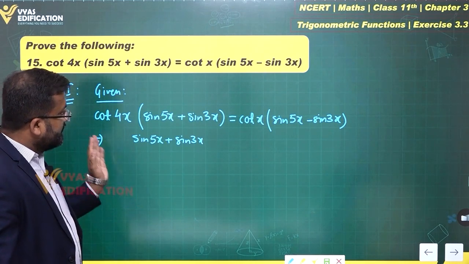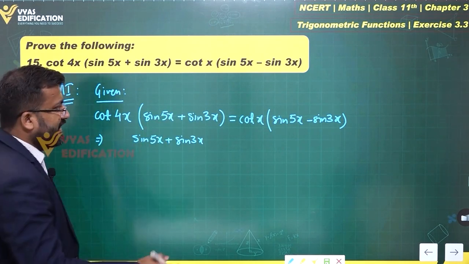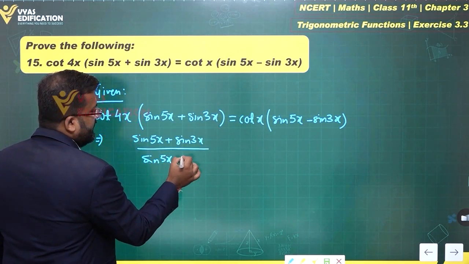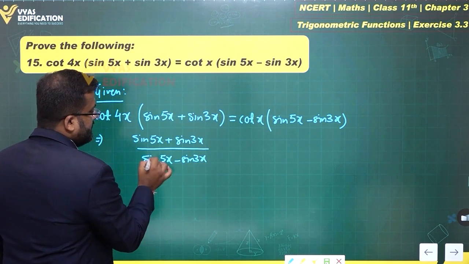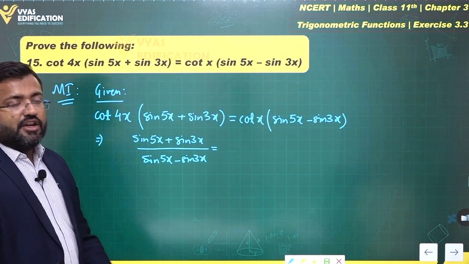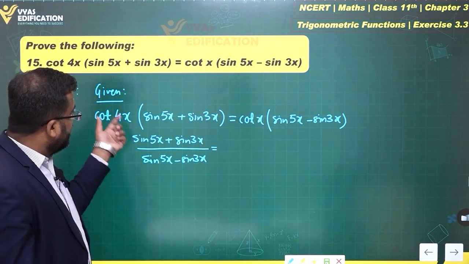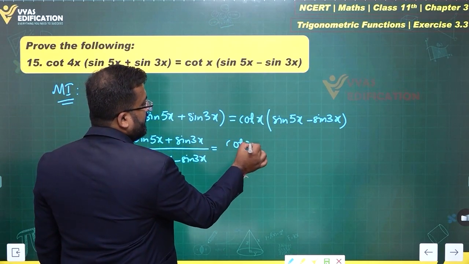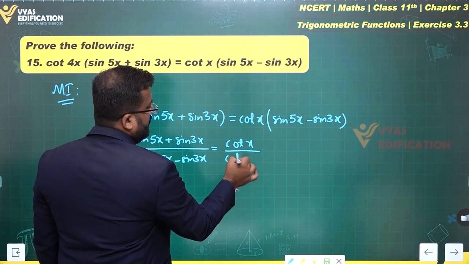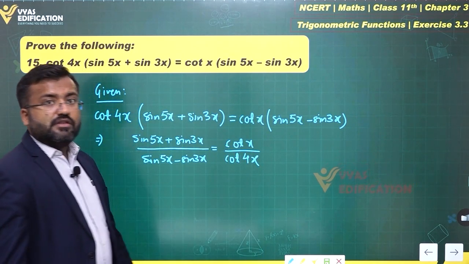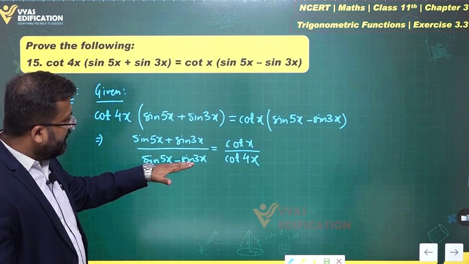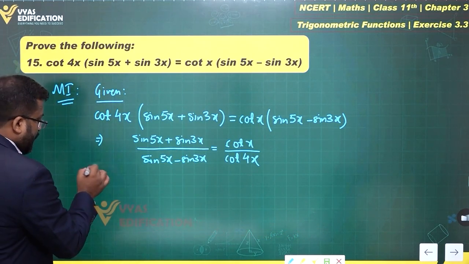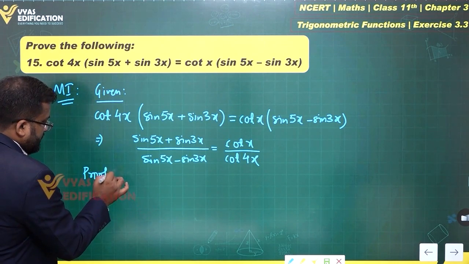What about this cot 4x? This is in product, we'll take it on the right hand side. This is (sin 5x plus sin 3x) over (sin 5x minus sin 3x), which is equal to, can you observe there's a cot x in the numerator and you will get a cot 4x in the denominator. This is what you get, right? And now I'll try to prove this one first. So let's take a look at the proof of this one.